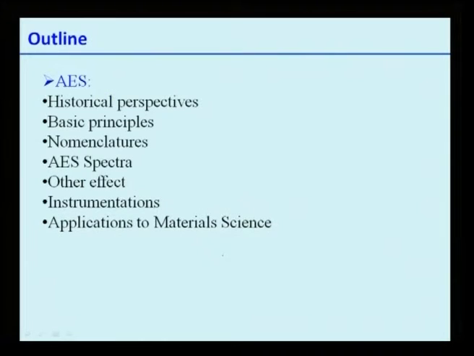The outline of this particular lecture series on AES is as follows. First, I will talk about some historical perspectives of Auger electron spectroscopy, how it has come about. Then I need to discuss in detail the basic principles. Then there are certain nomenclatures which are used in AES like any other technique. Then I will go to AES spectra, what a spectrum of AES looks like, and what information we can obtain from there.